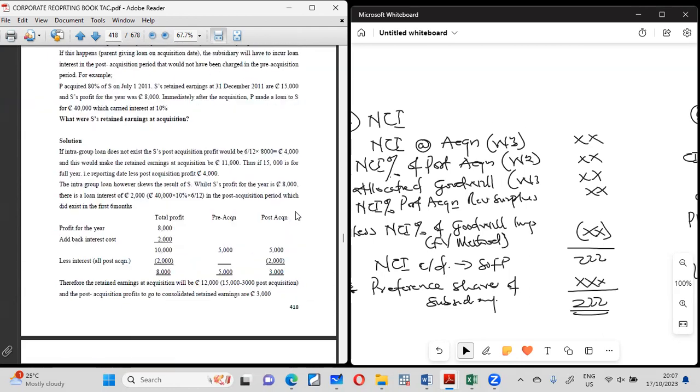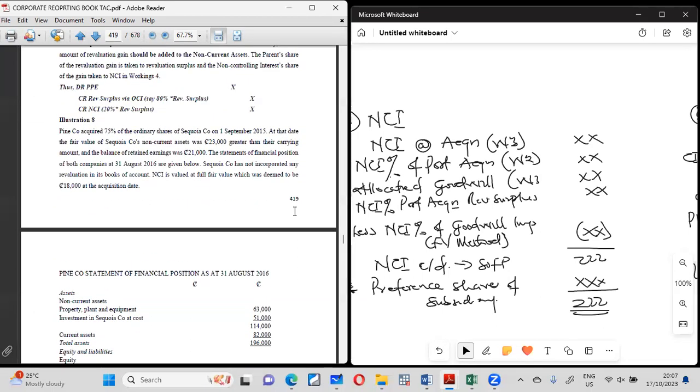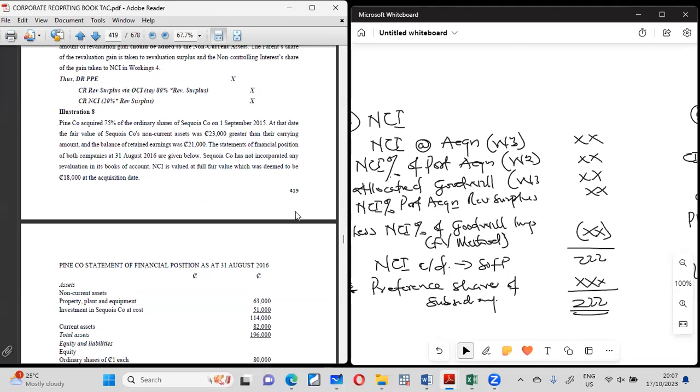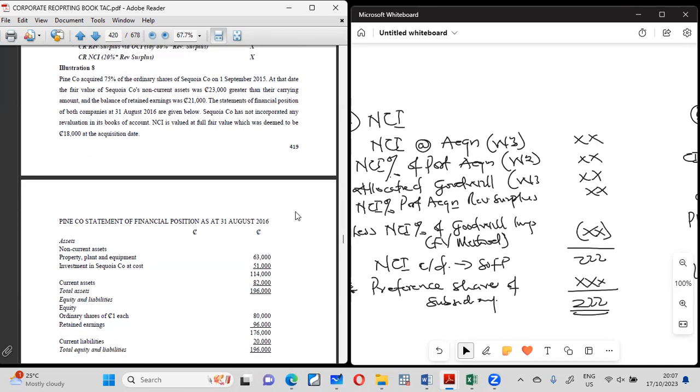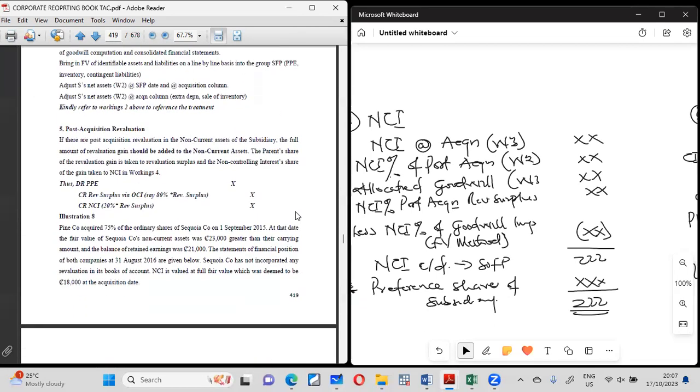I think here the adjustments are dealt with before the illustrative questions. But let's see. Let me look at this. This is illustration 8. There's not much in there. So let's look at illustration 8.